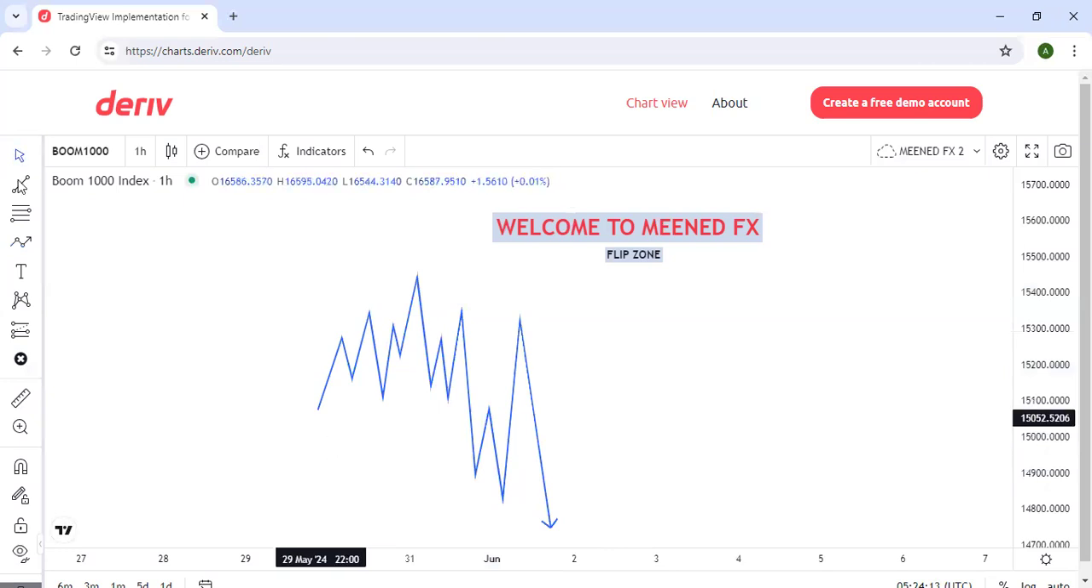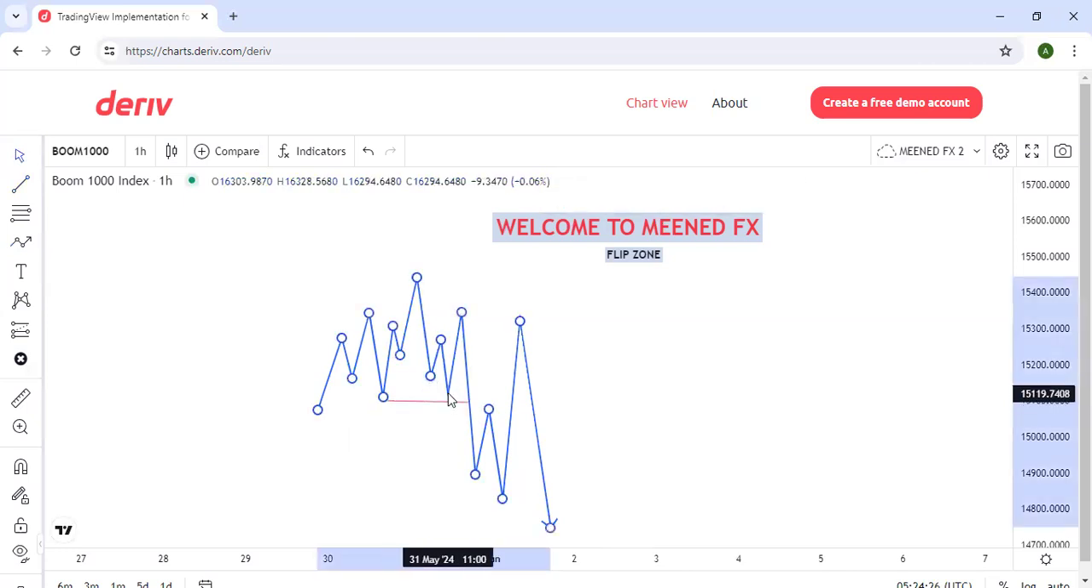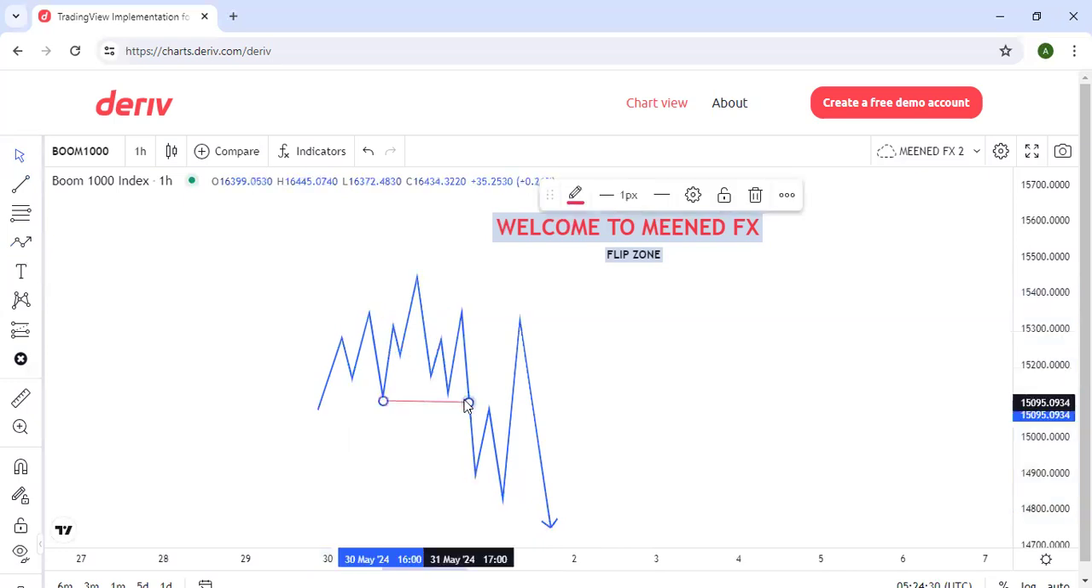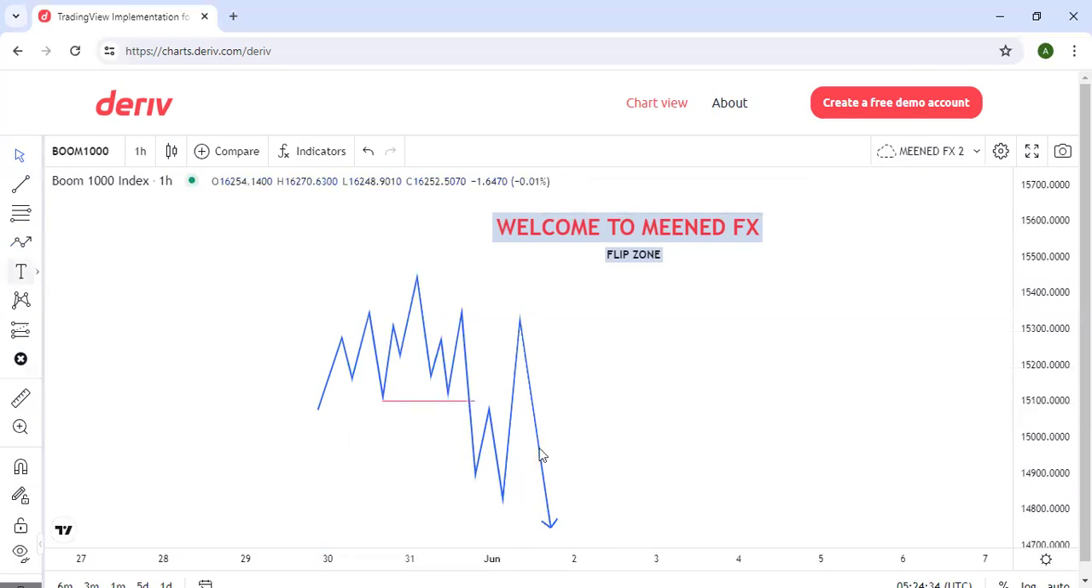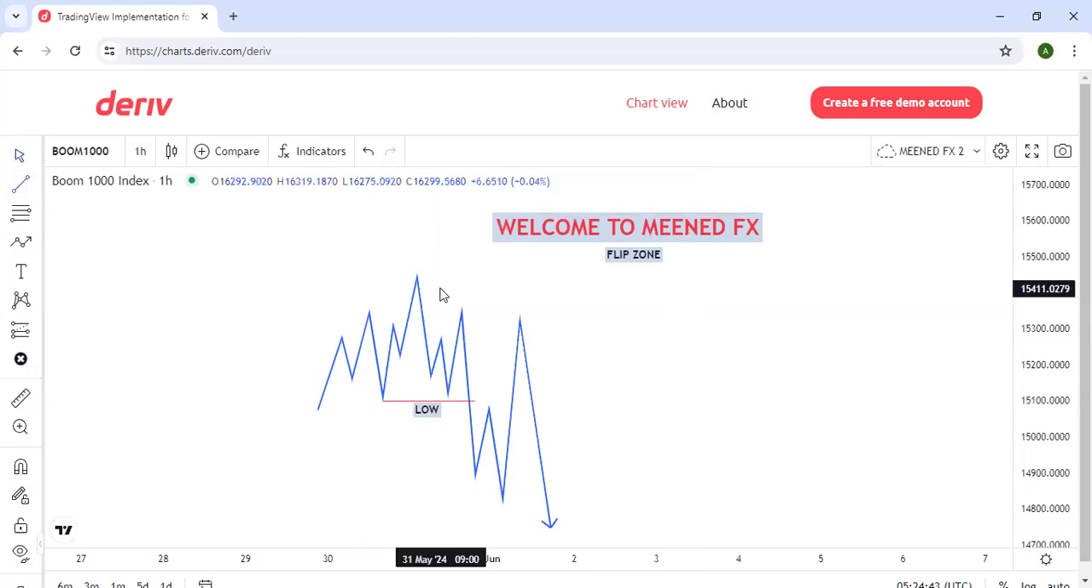So what do we have here? We have this basic low. This is the previous low. I will just start from there. So we have that place as a low. Yeah, so we have a low here. And then we have this high.